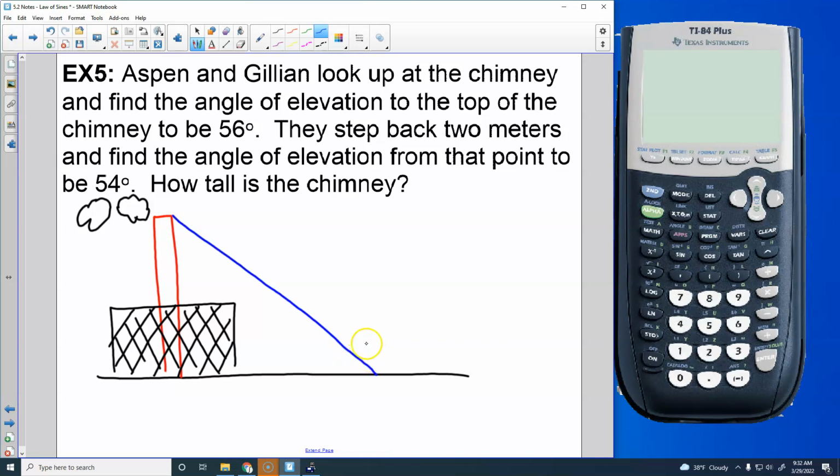is we would stand somewhere and look up at the chimney and get an angle of elevation. So Aspen and Gillian do this, and the angle of elevation to the top of the chimney is 56 degrees. Then they step back 2 meters, and they take a second angle of elevation. And that second angle of elevation is 54 degrees.